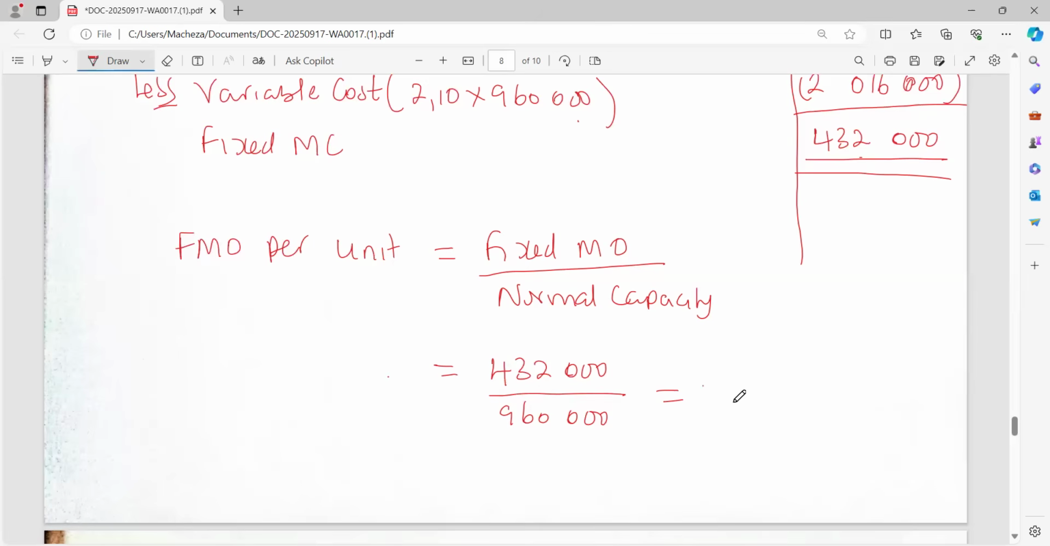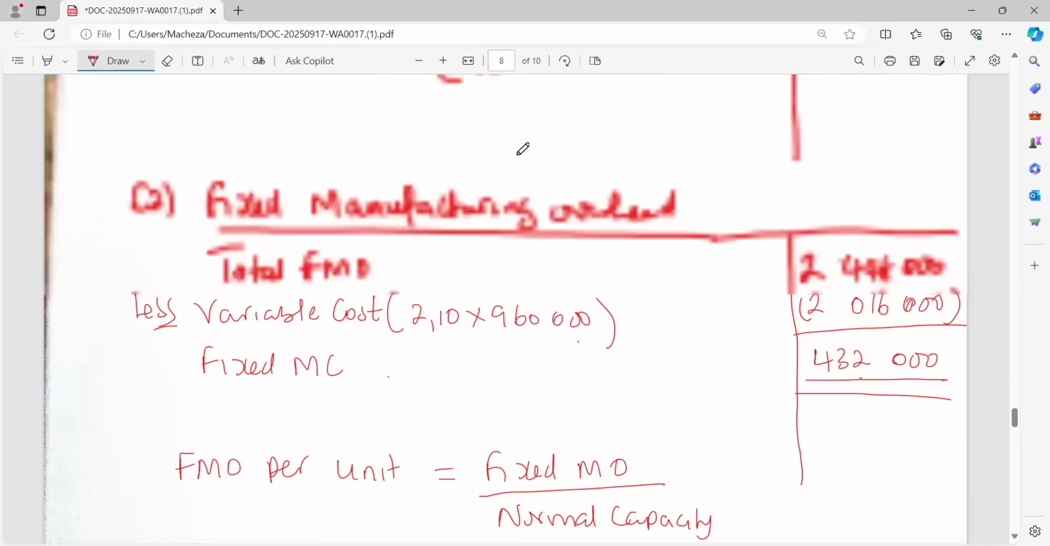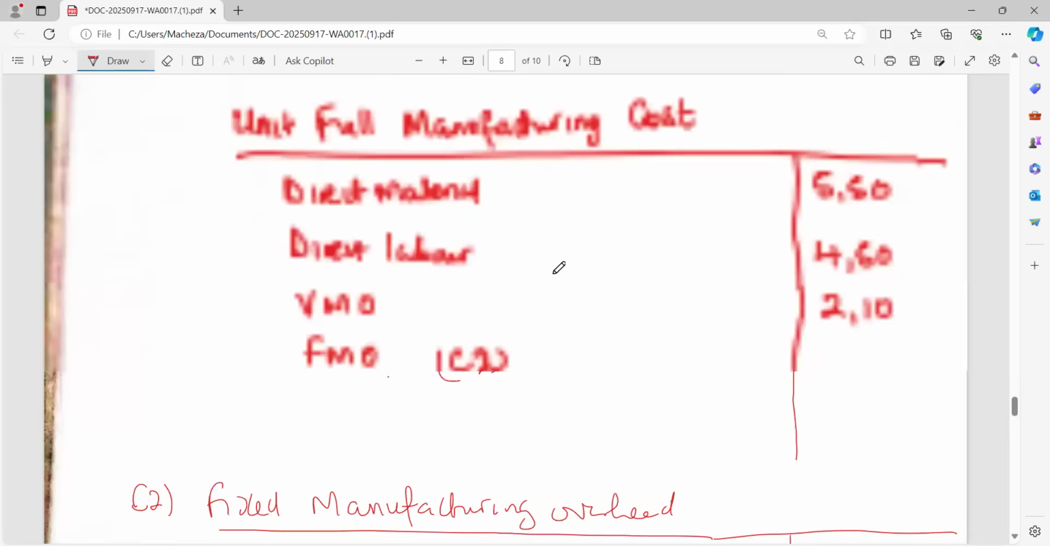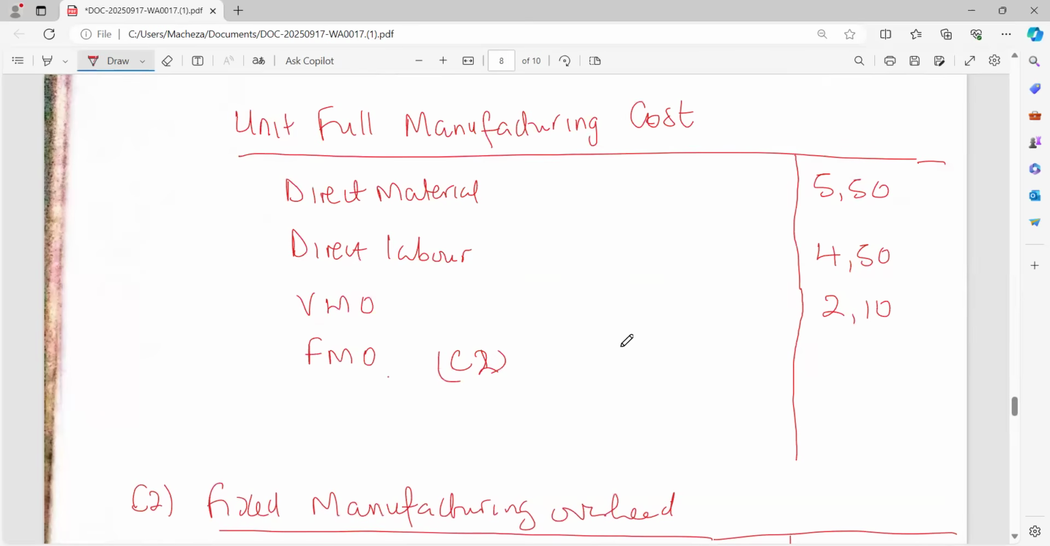So we are done there. To get the full cost, it means you have to include the fixed, since you are applying absorption costing. So here is going to be the 45 cents. Then what we need now is our total cost. How much are we going to get as our total cost?